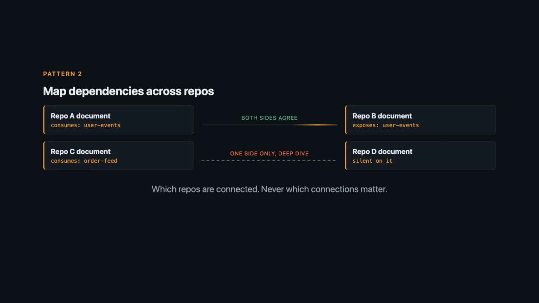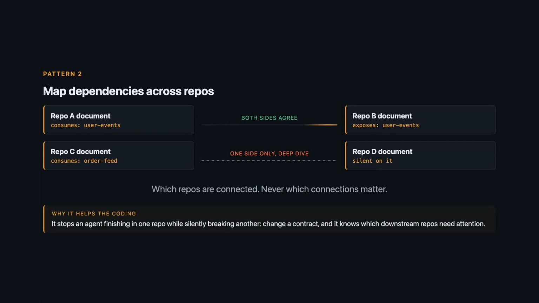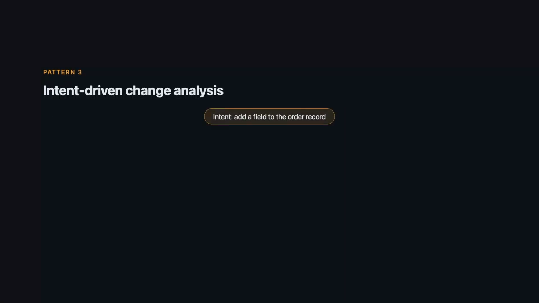The output is a general dependency document, held in a central architecture repo, but it is intent-free. It tells you which repos are connected. It cannot tell you which connections matter for a change. For the coding, this is what stops an agent finishing a change in one repo while silently breaking another. When it changes a contract, it knows which downstream repos and integration points need attention, which is what pattern 3 is for.